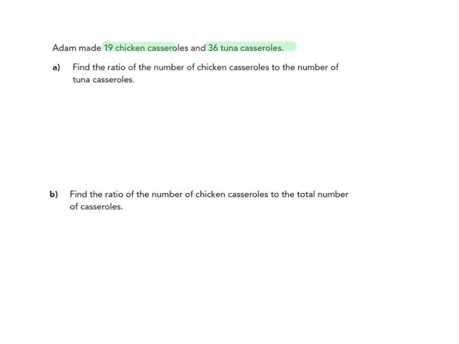Then it says find the ratio of the number of chicken casseroles to the number of tuna casseroles. So I'm going to pay attention. They're asking to compare the number of chicken casseroles to the number of tuna casseroles. So I'm going to take these two things and compare them using the colon. The number of chicken casseroles is 19, and the number of tuna casseroles is 36. I don't need to label it because they're both casseroles, so I know it's a good comparison. Also, I can't simplify this at all because the numbers are relatively prime. They don't have anything in common.